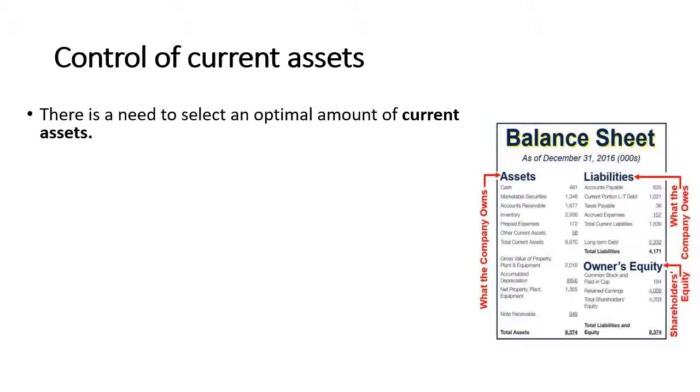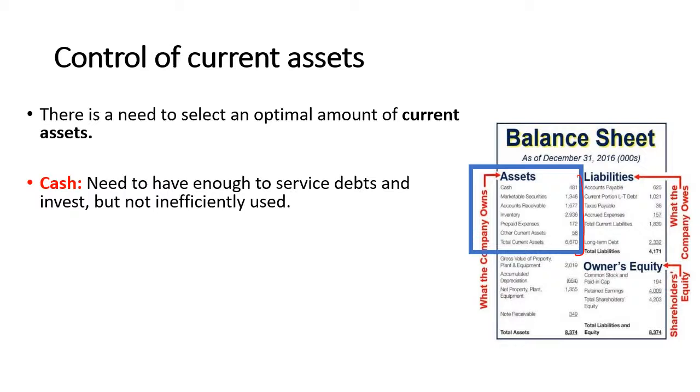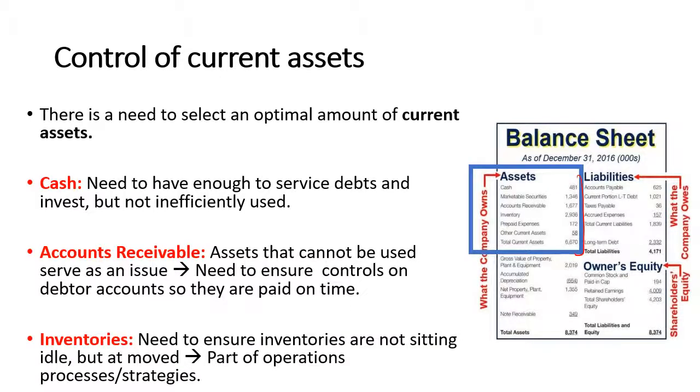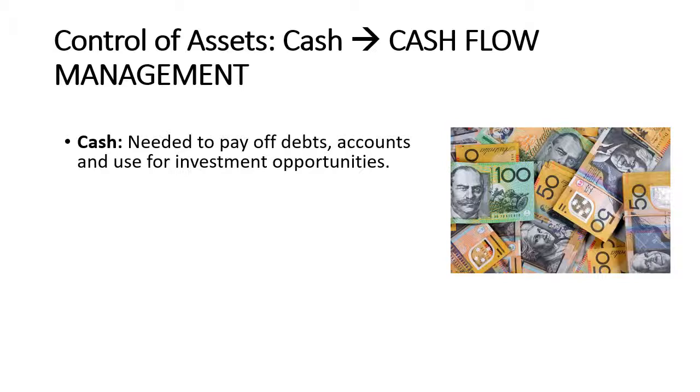Okay, so to get started is the control of current assets. And what we're looking at is the left-hand side of the balance sheet and what we can liquidify in the next 12 months. So first one is cash, our accounts receivable, and our inventories. And we'll break these down in a little bit more depth. Okay, so first one is cash. And the idea here is that we need enough cash to service our liabilities, or our accounts payable, our suppliers, all our loans. We need to have enough.